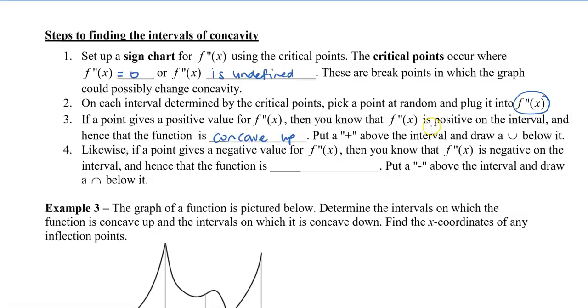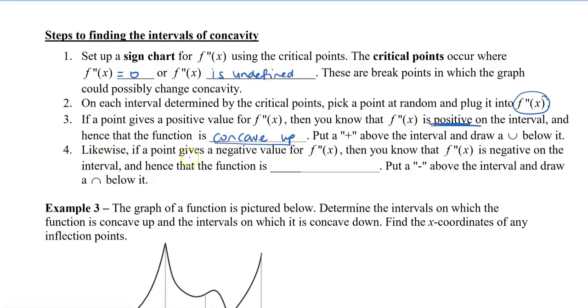Okay, so if it's positive, it's going to be concave up. And then we're going to put a little plus sign above the interval, and we tend to draw a little U because it's kind of like holding water, like a cup, below it. Similar to when we drew the downward sloping arrow, or the upward sloping arrow when we're doing increase and decrease.